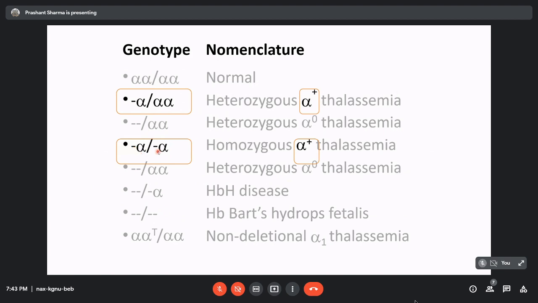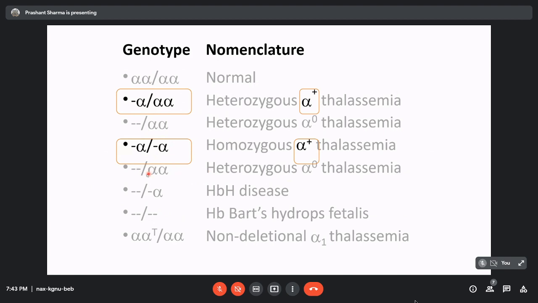And if you lose two out of the four alpha globin genes, then you usually do not have any clinical issues. On the other hand, now think of a situation where this particular genotype is common, which is heterozygous alpha naught thalassemia.